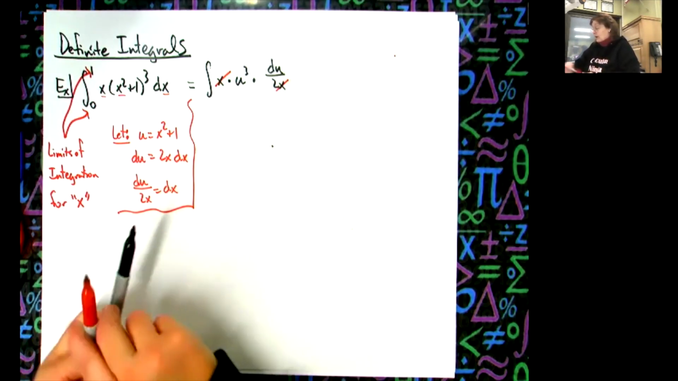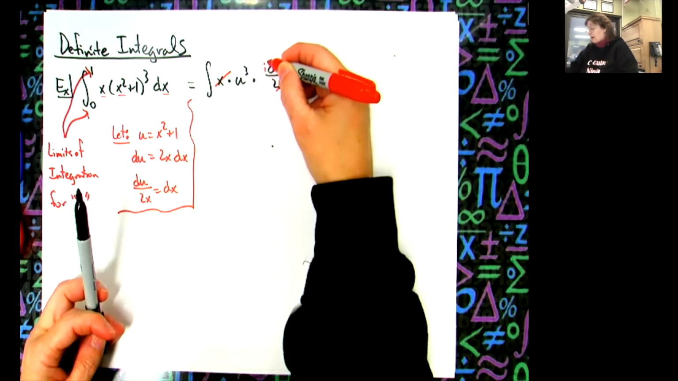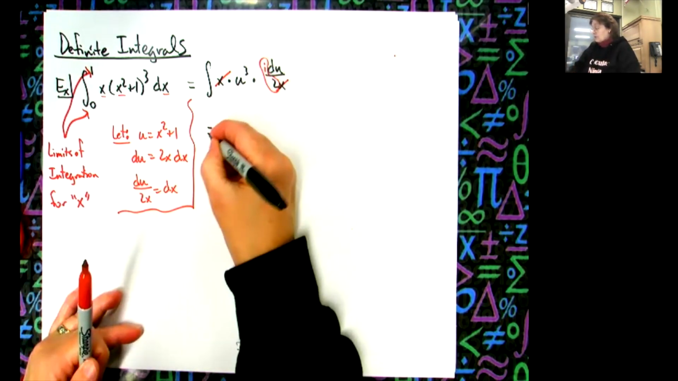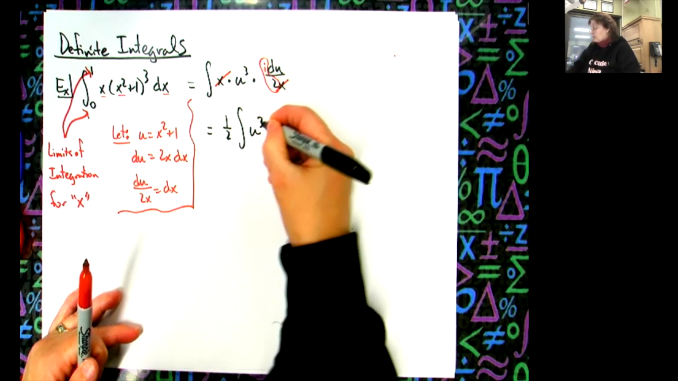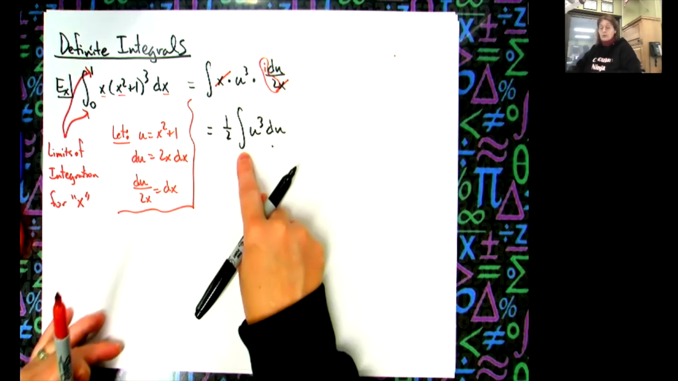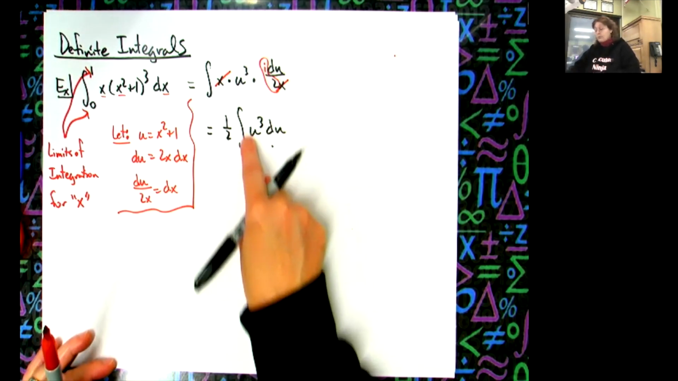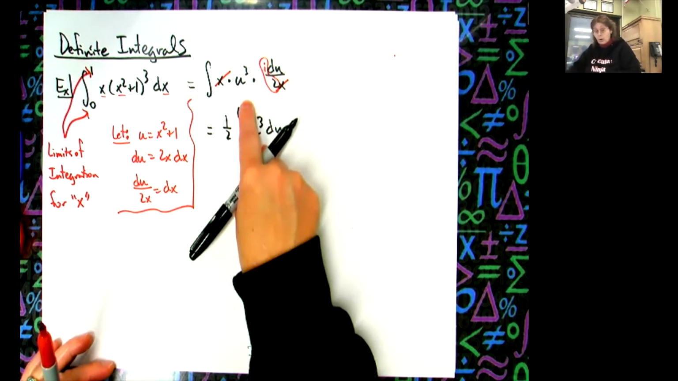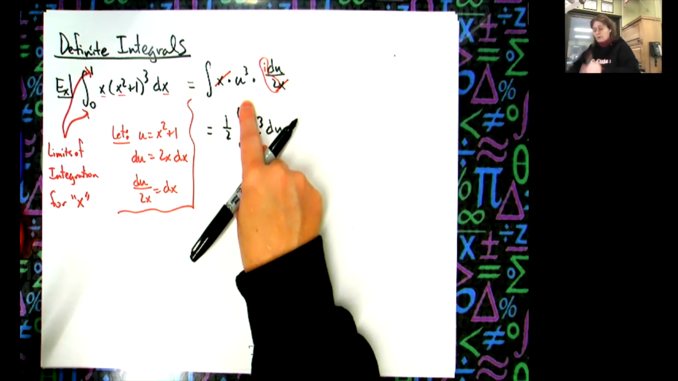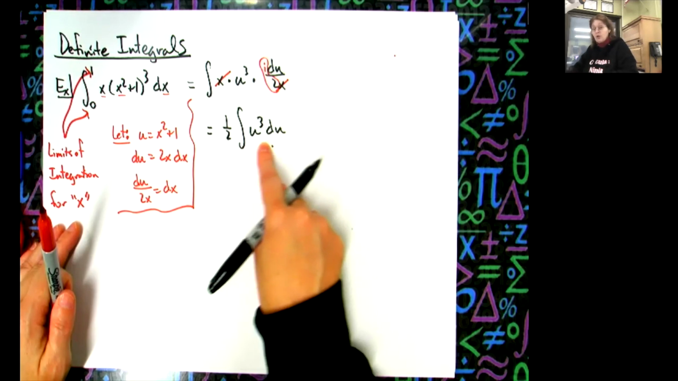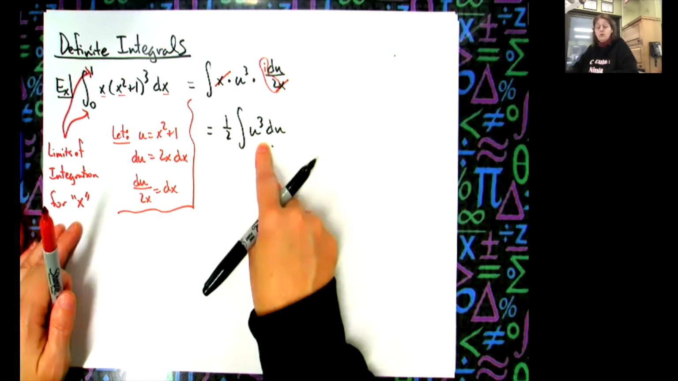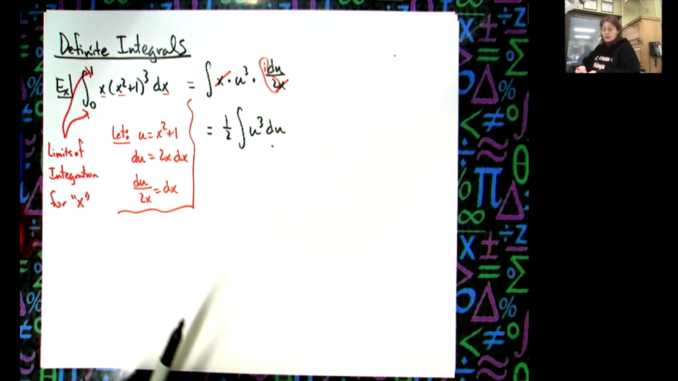Now I've got the 1/2 here that needs to be pulled out in front of my integral. So on my next step, I'm going to have that 1/2 out, integral of u to the third du. But notice right here, I do not have a 0 and a 1 because I can't. 0 and 1 are limits of integration for x. I now have an integration problem in terms of u, so we do not want to put anything right there.